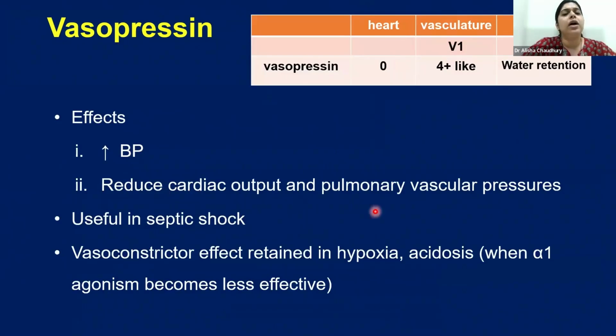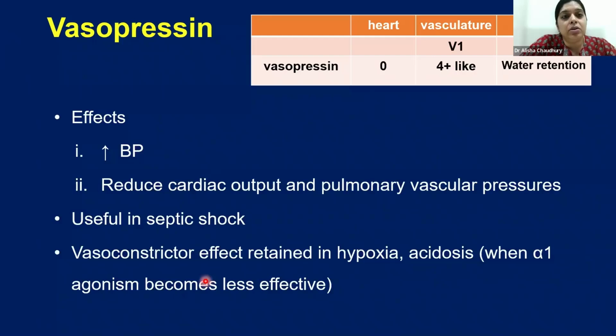It is going to reduce cardiac output and pulmonary vascular pressures, because vasopressin is such a strong vasoconstrictor that your heart is eventually going to get affected, especially when it has to pump against such a high afterload, or what you call the high blood pressure or high vasoconstriction which has been created by vasopressin. It is useful in septic shock.